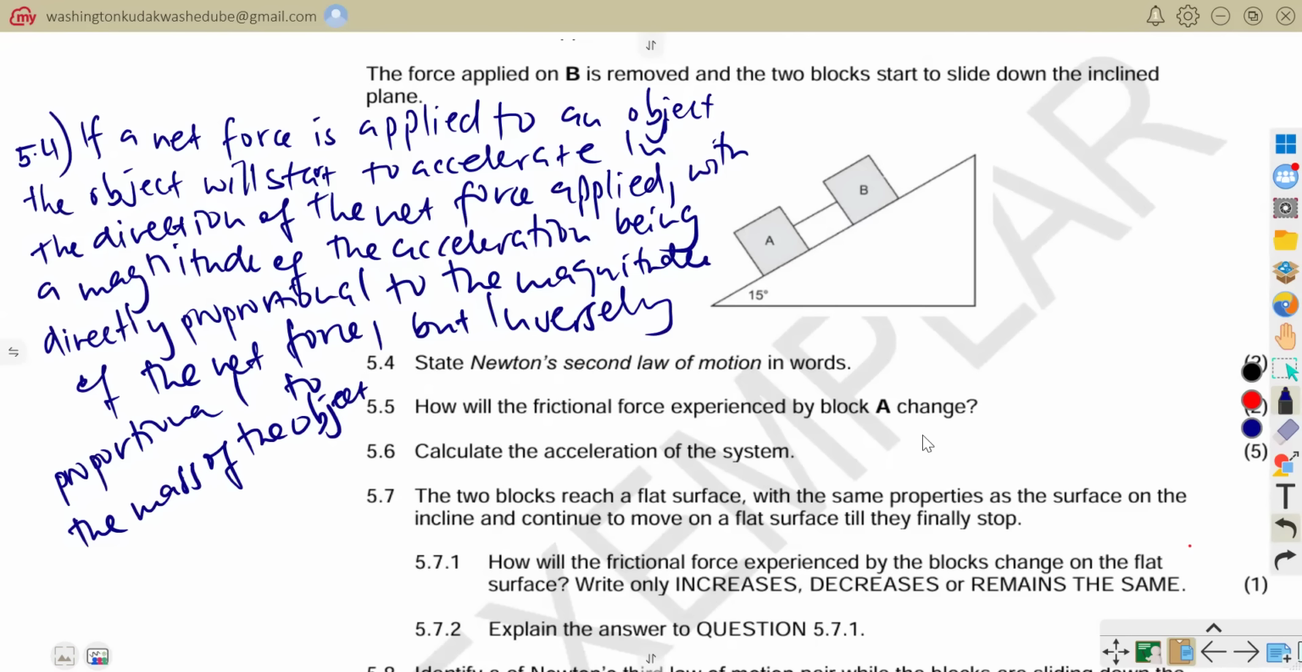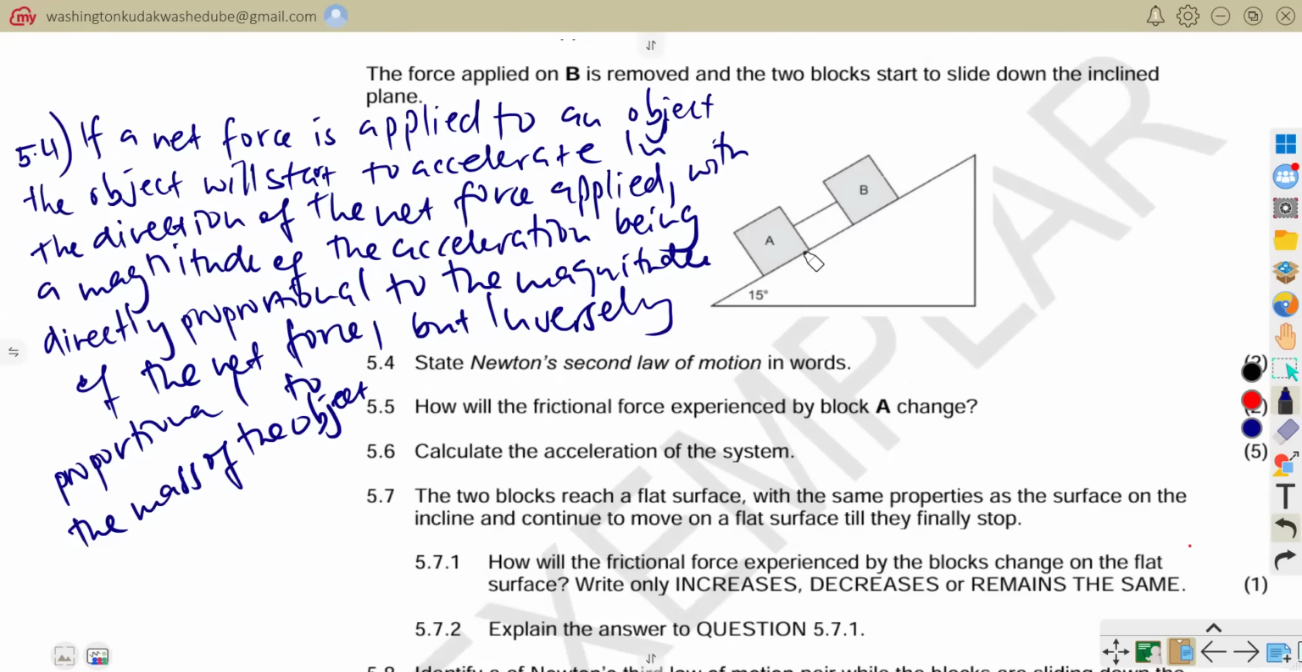That is what Newton's law states. Now they are saying, how will the frictional force experienced by block A change? We have removed the applied force. We were having an applied force here, and we have removed this force. Now they are asking, how is the frictional force experienced by block A going to change?